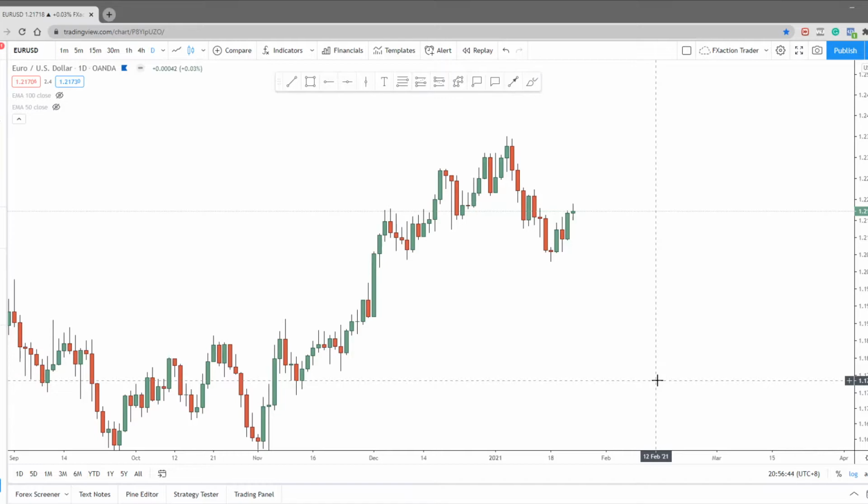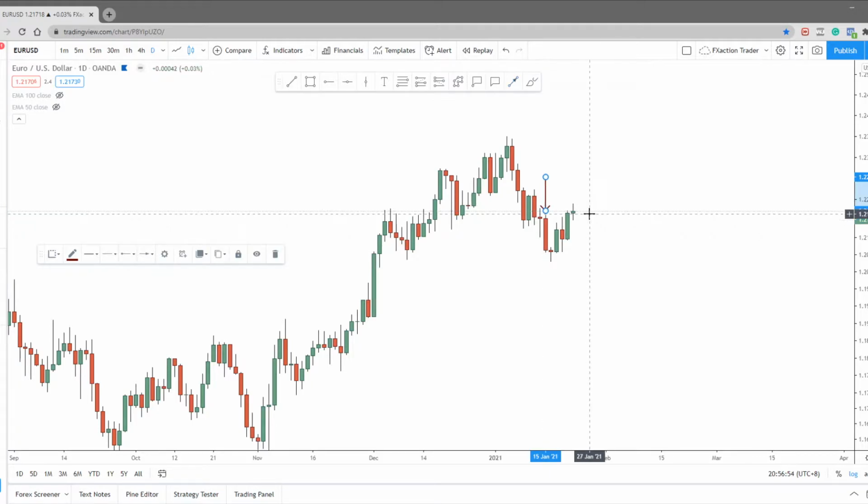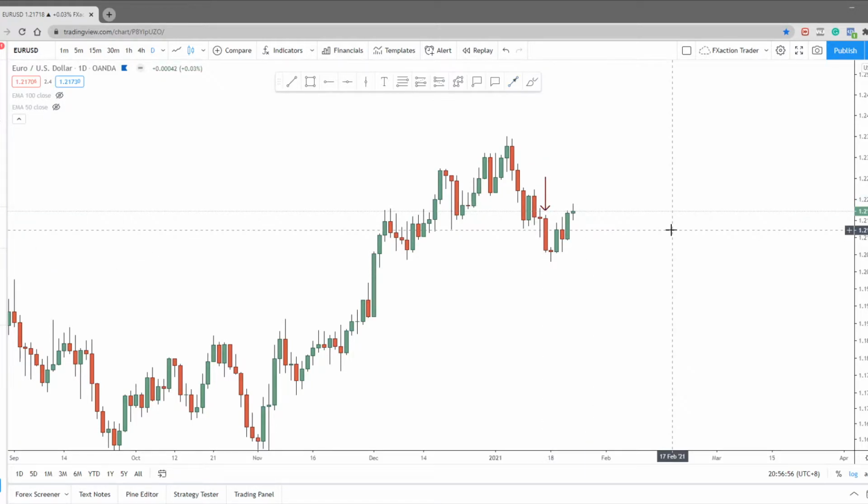Alright, so let us start with this euro dollar chart. As we look on the daily chart, what I can say is that last week, right after this bearish candle, market did not show enough evidence of downtrend or a trend reversal confirmation. Why did I say so?